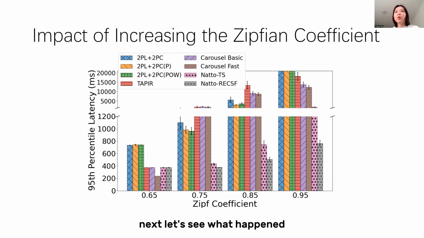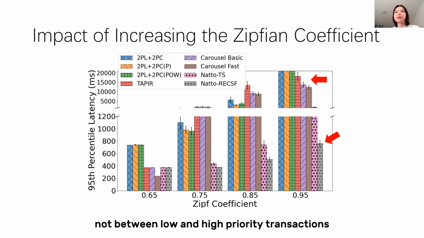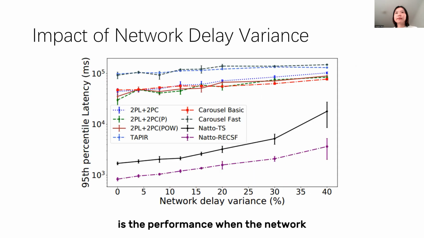Next, let's see what happens when we change the popularity distribution of the keys. It turns out the effects are similar. Initially, when the Zipf coefficient is low, it looks similar to when the input rate is 100 transactions per second in the previous graph. Again, there's a huge break in this graph. As we increase the Zipf coefficient to 0.95, the latency difference is also huge. Natto's latency also increases. This is mainly due to the contention between the high-priority transactions, not between low and high-priority transactions.